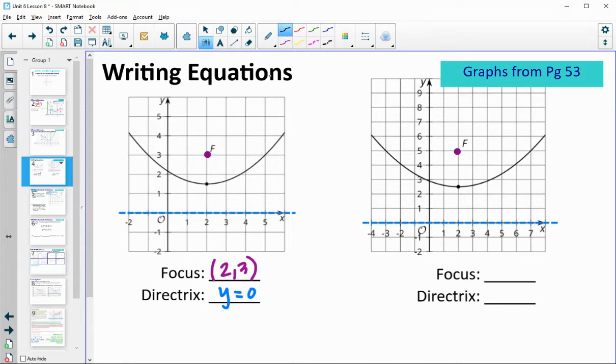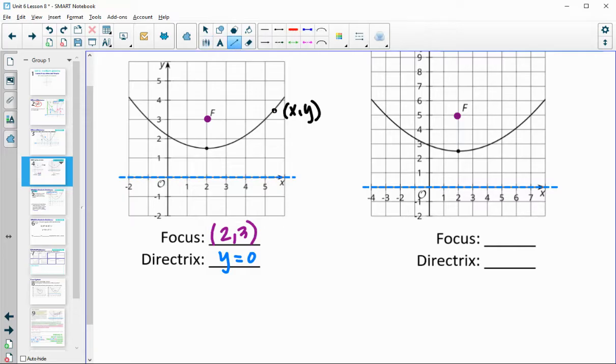If we're going to write the equation of any point on this graph, we just pick any point here and call it (x, y). We know that the distance from this point to the directrix, in this case, is y. We could do y minus the directrix line. I'm just going to call that D for directrix, which is equal to 0. So this is just y minus 0 in this case, so just y.